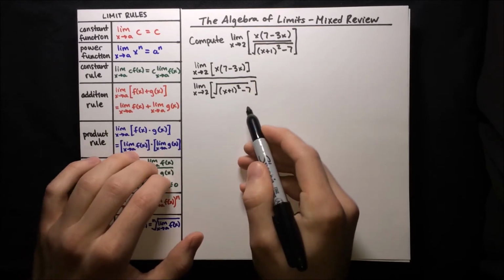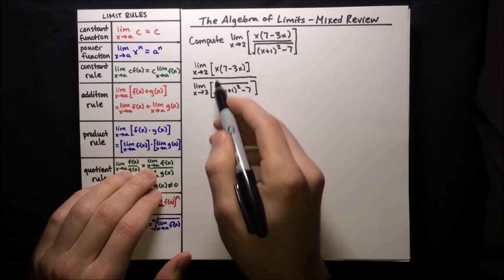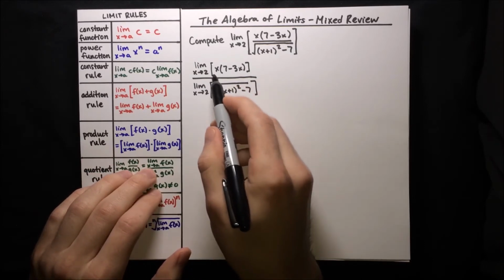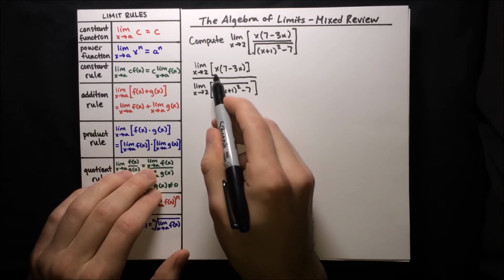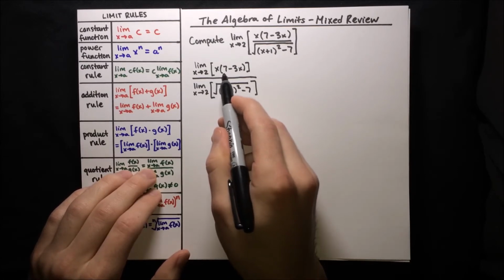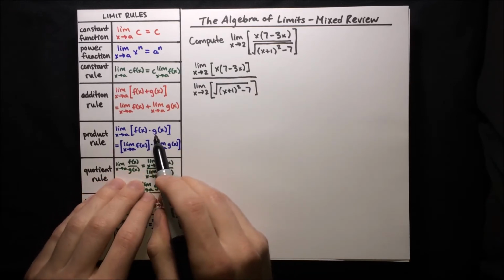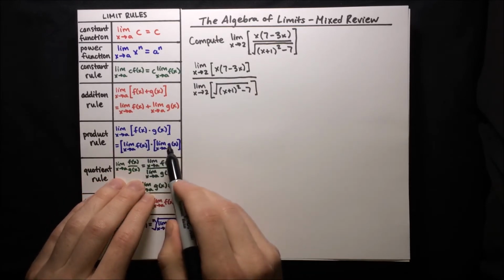All right. So now let's treat the numerator and the denominator individually. So the numerator, what can we do here? Well, this is a product, x times the quantity 7 minus 3x, and we have a product rule that tells us that we can split a limit up over the product.